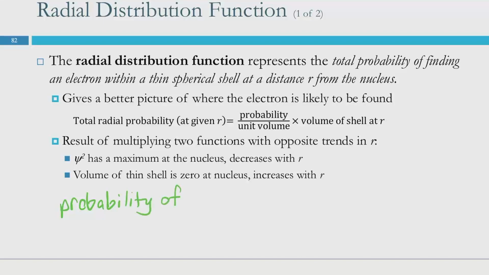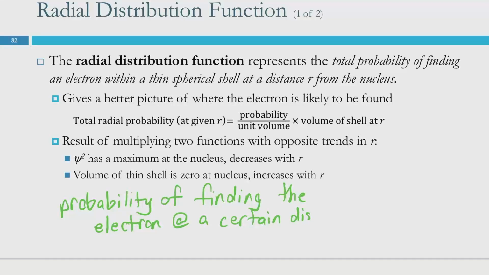So this is the probability of finding the electron at a certain distance from the nucleus. Just anywhere around it in a radius from the nucleus.